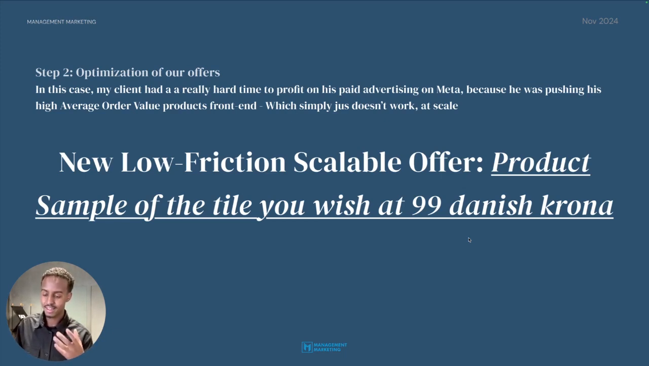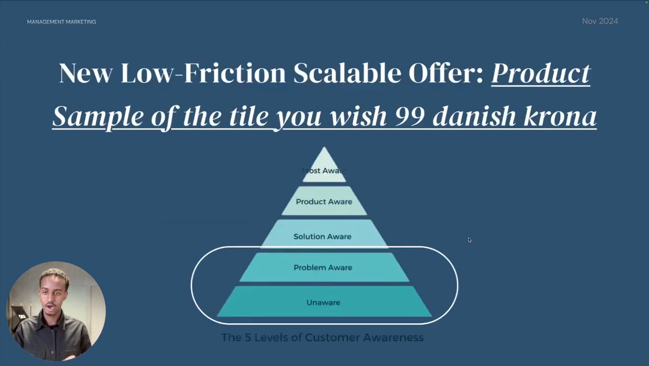So what we can do, and what we did in this case, was go out to the market and say, hey, you actively don't need to purchase, let's say, a large order of 10,000 or 8,000 Danish kroner, whatever it might be. You can essentially purchase this low friction offer, a product sample for $15, where you can get the specific tile that you wish for a really, really low rate, where you can essentially see the product, you can see the design of the product, the quality of the product, you can get a feeling for the product before you then later convert it with a much higher AOV. And that's concisely what I did for this client.